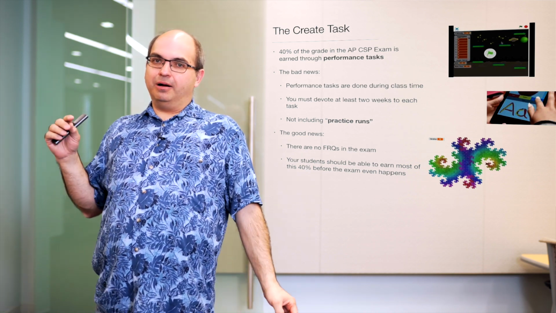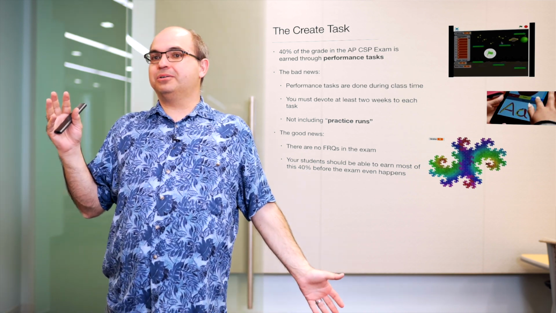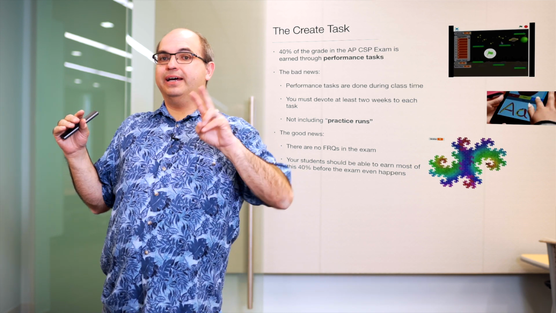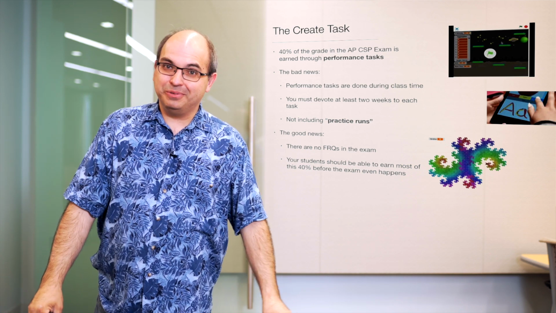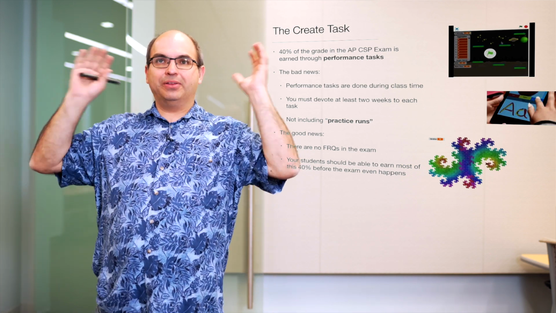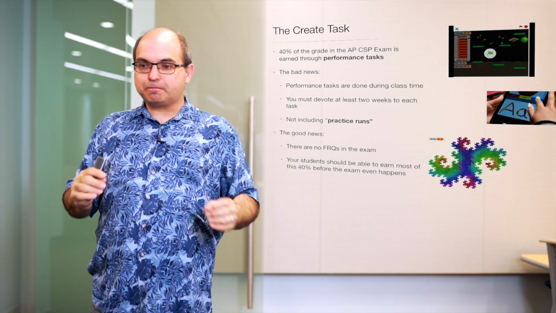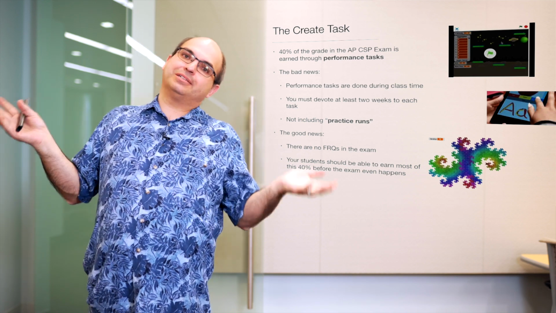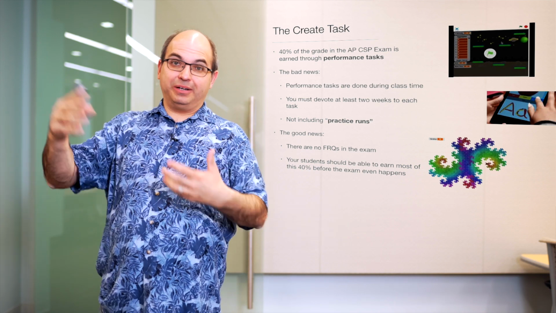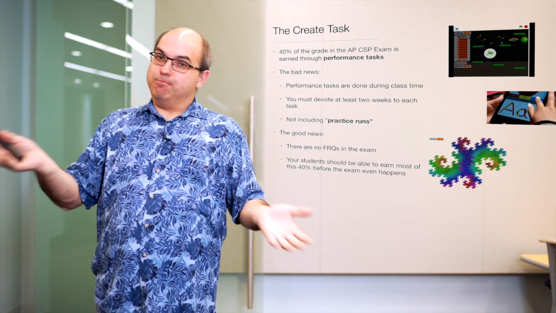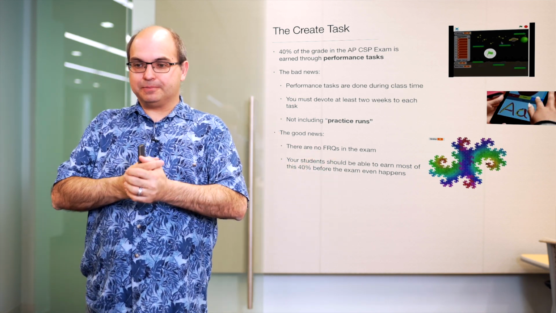Bad news, performance task is done during class time. I mentioned that you need to devote 2 weeks to the explore task. You also need to devote 2 weeks of class time to the create task. That is a month that is taken out completely, and that doesn't include practice runs. So if you do want to do 2 explores, 2 creates, so you can give them feedback, well, then it might be 2 months that gets lost.